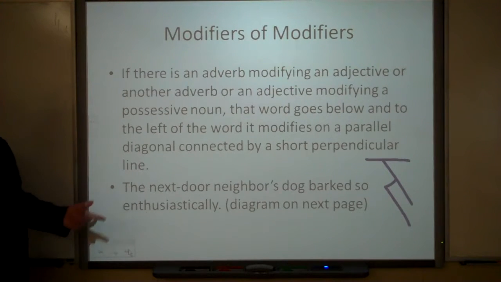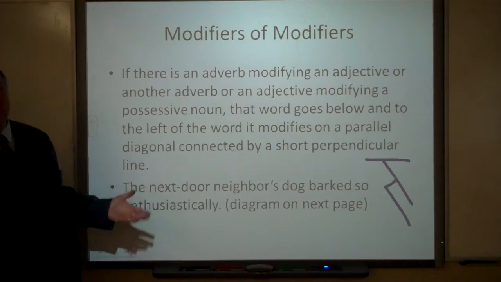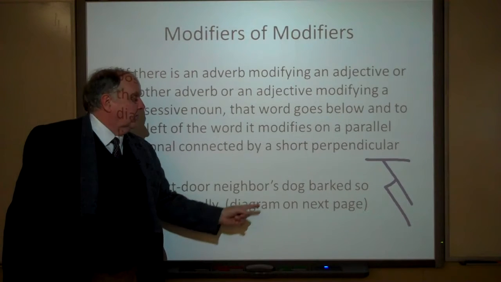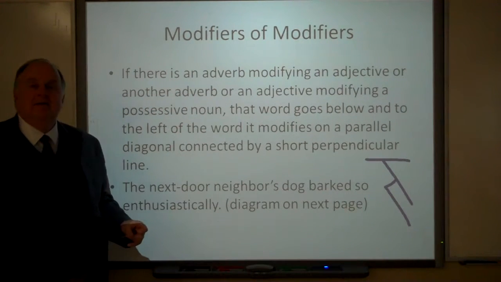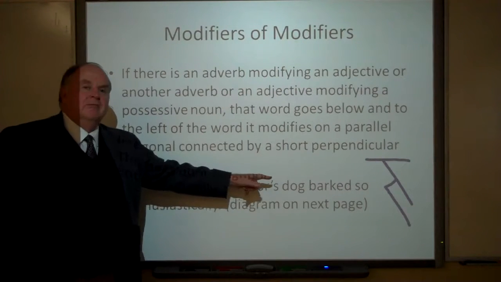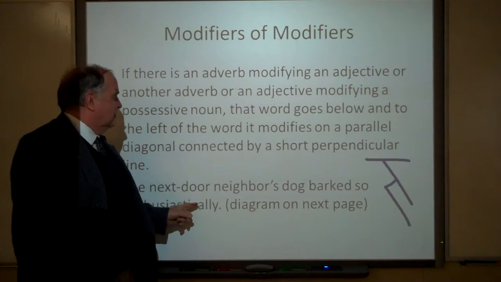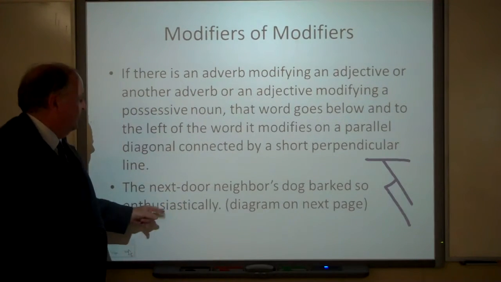And here we have a sentence. The next door neighbor's dog barked so enthusiastically. Maybe not a great sentence, but it illustrates it. Here we have neighbor's is possessive, modifying dog, and next door modifies neighbor. It doesn't modify dog, it modifies neighbor. And enthusiastically modifies barked, and so modifies enthusiastically.